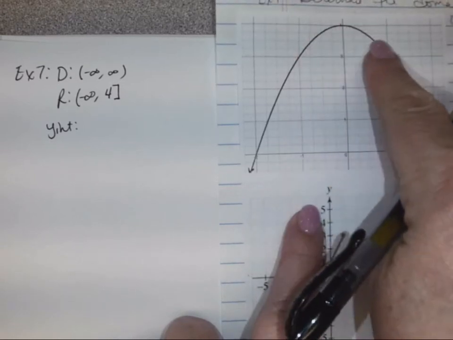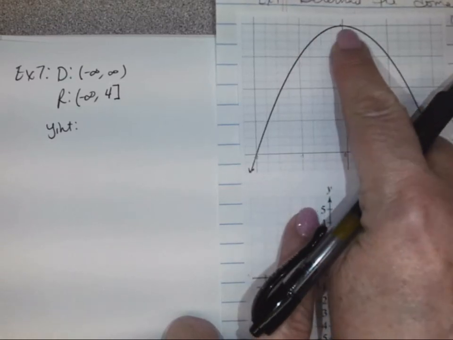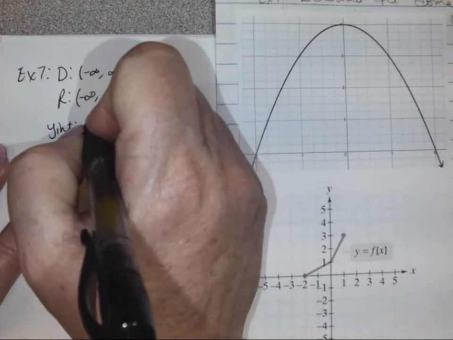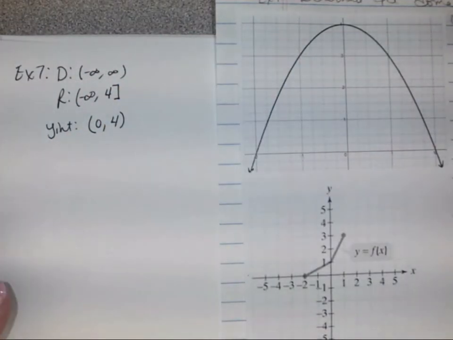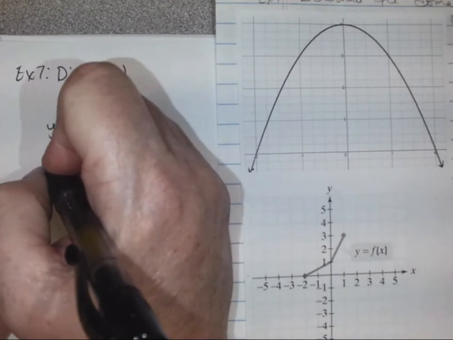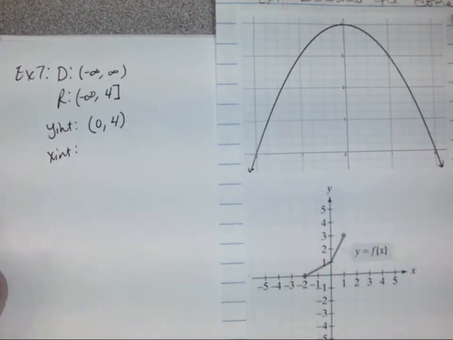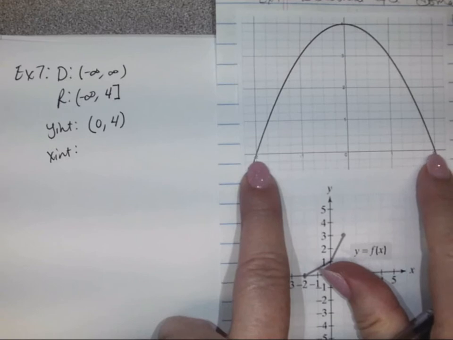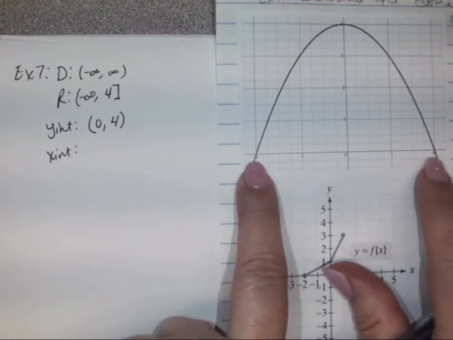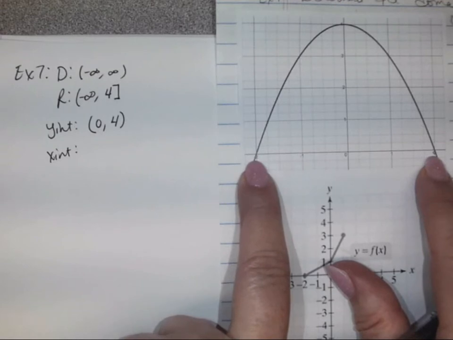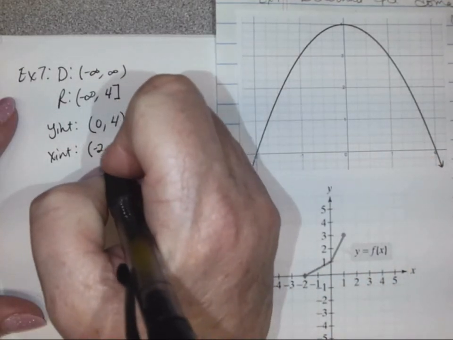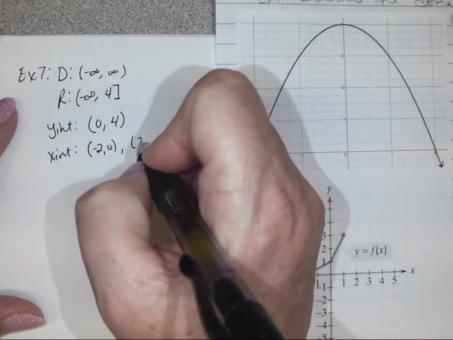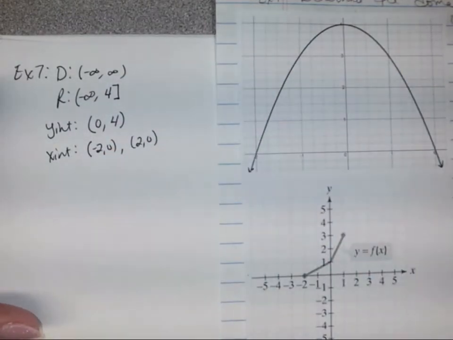Now for the y-intercept, this is where it intercepts the y-axis, so the y-intercept is at 4. The x value is 0 whenever you're looking at a y-intercept. For the x-intercept, we actually have 2 of them. It's where they cross the x-axis. So they intercept at negative 2 and positive 2, and the y values will always be 0. So negative 2, 0, and 2, 0 will be your 2 intercepts.